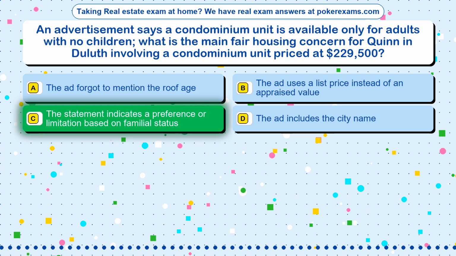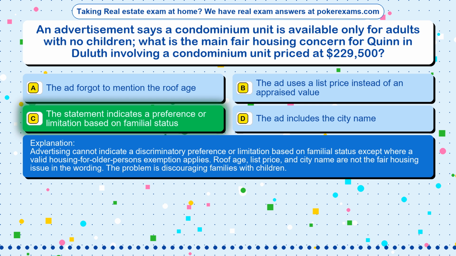The correct answer is option C. The statement indicates a preference or limitation based on familial status. Advertising cannot indicate a discriminatory preference or limitation based on familial status except where a valid housing for older persons exemption applies. Roof age, list price, and city name are not the fair housing issue in the wording. The problem is discouraging families with children.